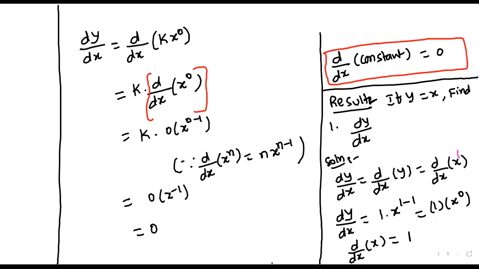See here, d by dx of x, I can write it like this. That is nothing but 1 only. This is a general observation, for your understanding I wrote. Generally, d by dx of x means 1. Okay, write down.